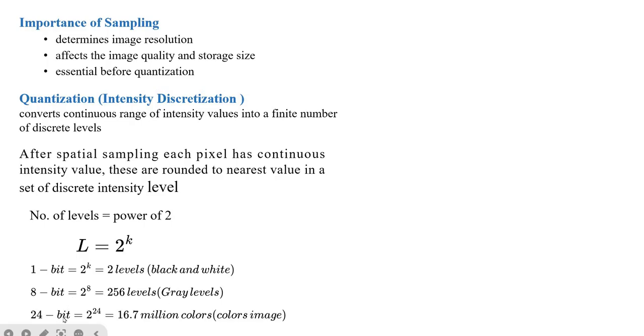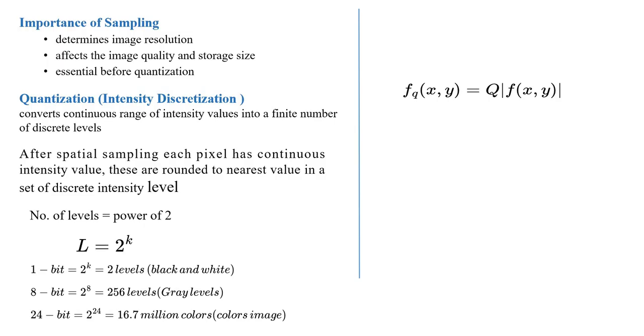Then if you have a 24-bit image, then here you'll be having 2 raised to 24, that is nothing but 16.7 million colors, which will be a color image. And if f of x comma y is a scaled image, then the quantized image, that is fq of x comma y, is given by this formula. It will represent each pixel with one of these discrete levels.